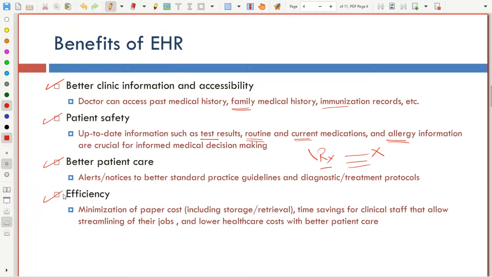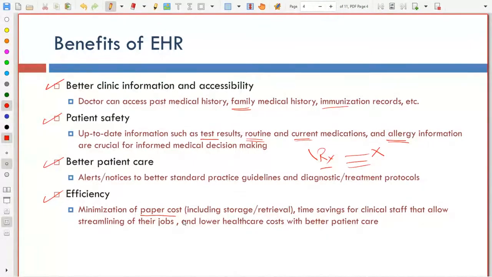The final thing is efficiency. Efficiency means that you're minimizing a lot of costs. For example, you're minimizing the paper costs. Imagine that for each patient, you have a file. This file will have all the doctor prescriptions, where the medications are written. You have all the charts, like ECG, lab reports, diagnostic reports, like diagnostic imaging, MRI films or X-ray films or ultrasound films, things of that sort. This file will be huge in size.